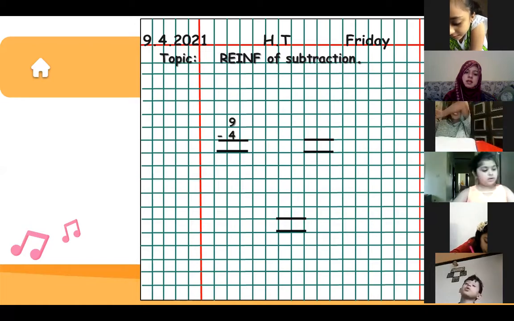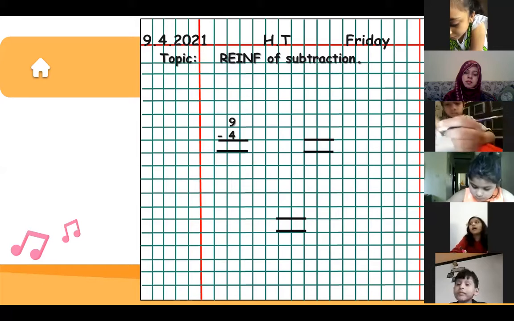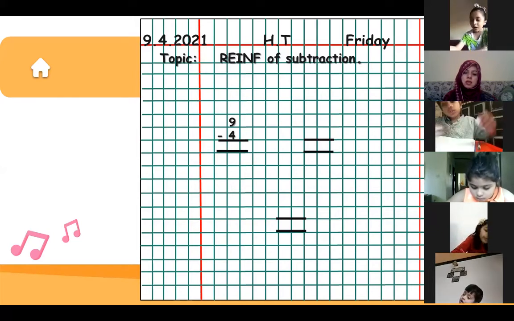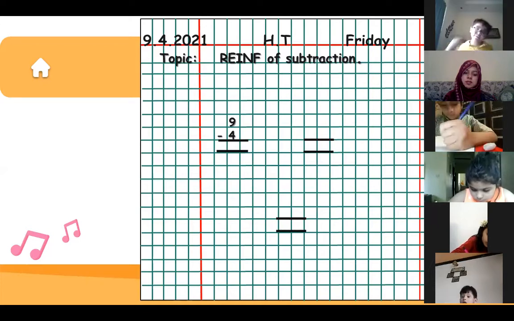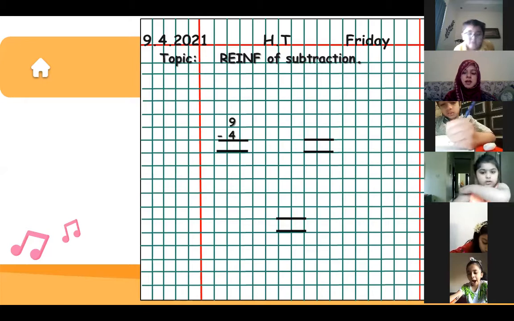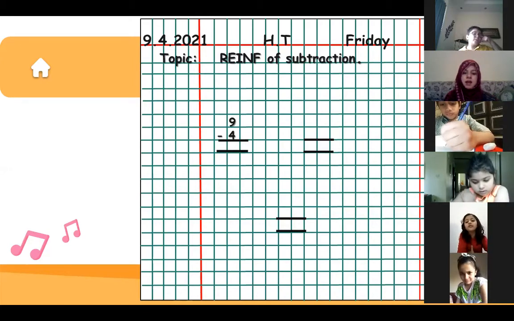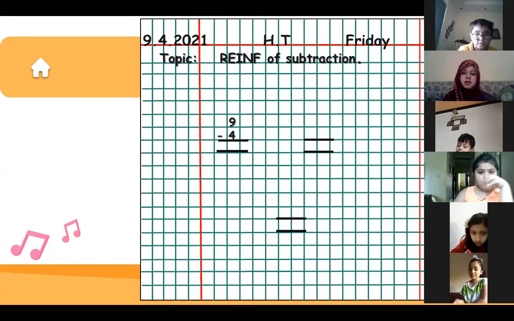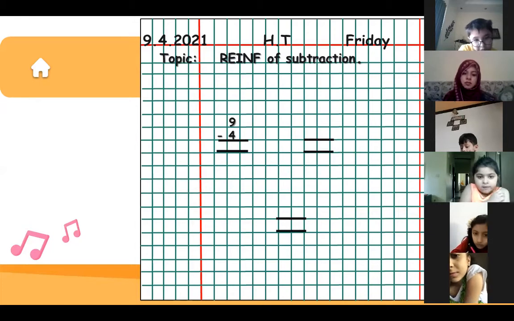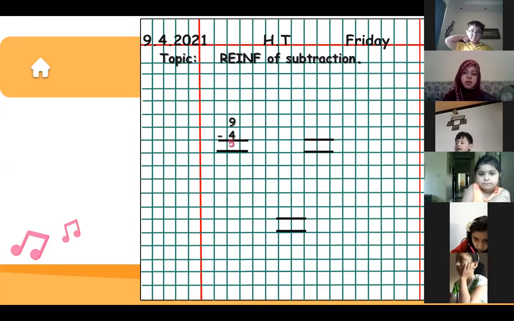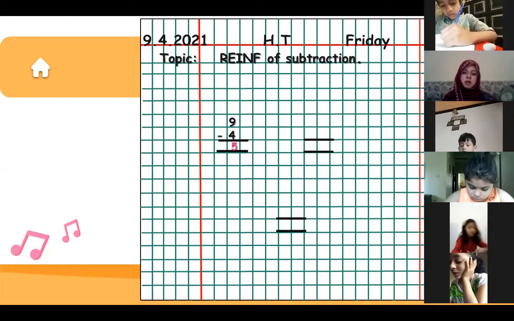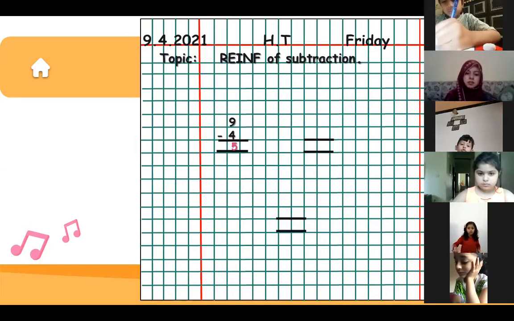Did you make 9 lines? Now, how many lines do you have to cross? 4. Cut out 4 lines. Ma'am, I cut 5. Count the rest of the lines. How many lines are left? 5. Excellent. Now you will write in numbers, in figures, okay? Not in spelling. So your answer is 5. Write 5 in between the lines. That is your answer. You have to make the lines as well, like me. I made them with black color. 9 minus 4 is equal to 5.